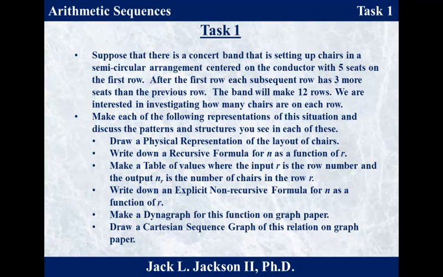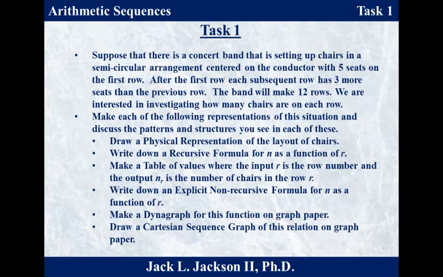And this band has enough people to make up 12 rows made up in this fashion. We're going to try to investigate how many chairs are on each row. We want to look at this situation and represent it in different ways. First, we want to draw a physical representation of the actual layout of the chairs. Then we also want to write down a recursive formula for n, which is the number of chairs in a particular row, as a function of r, which row we're on.